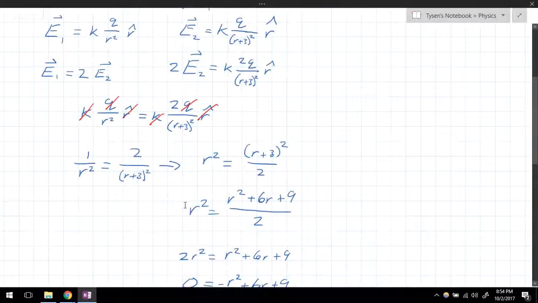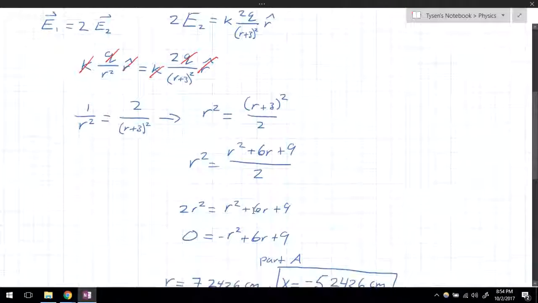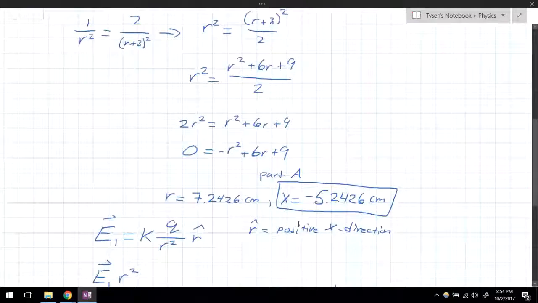Now we'll do some algebra here and rearrange the equation and solve for this equation in quadratic form so that we can see what's going on. We end up with negative R squared plus 6R plus 9 equals 0. And then solving using either Mathematica or the quadratic formula, we end up with R equals 7.2426 centimeters.